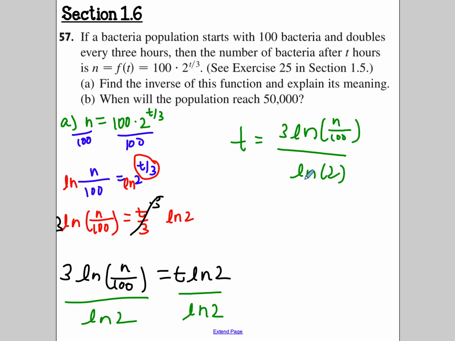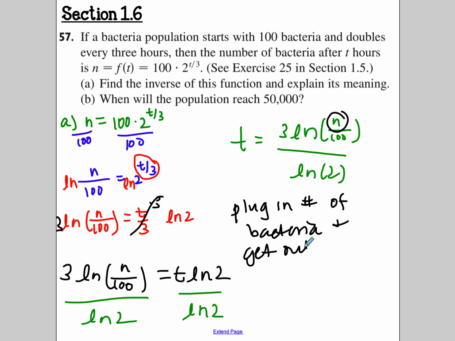And what does it mean? Okay, well, in my initial function, we plugged in time and we got out n, the number of bacteria. Now, for this one, we plug in n and we get out t. So we can plug in the number of bacteria and get out how long it took to get that many bacteria. So plug in number of bacteria, and get out time. Okay. Then for B, it says, when will the population reach 50,000 bacteria?